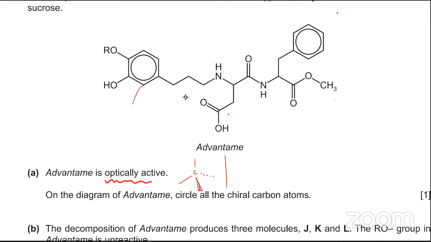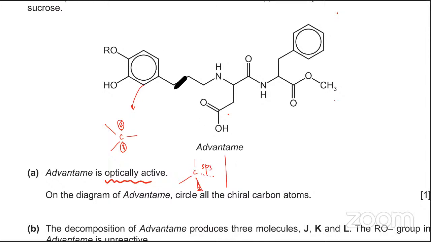Remember, a benzene carbon atom is sp2 hybridized. An sp2 hybridized carbon atom looks like this. It's involved in pi bonding, so it can never be chiral. It's a trigonal planar carbon atom. We're looking for an sp3 hybridized carbon atom. So always remember, benzene can never be chiral.